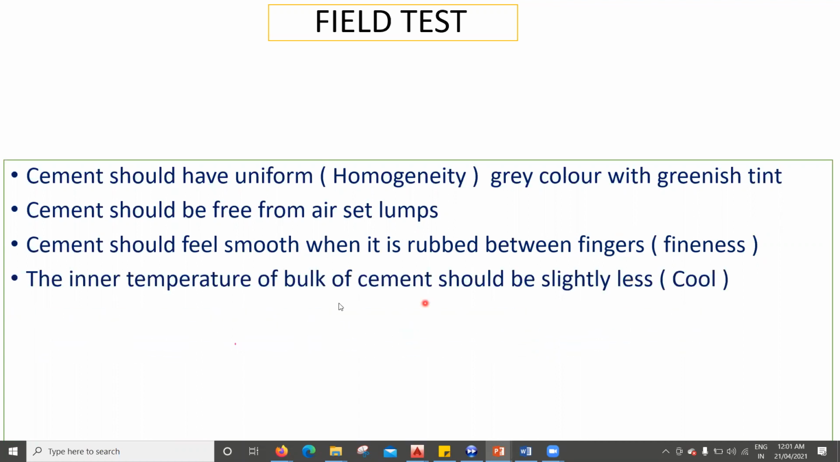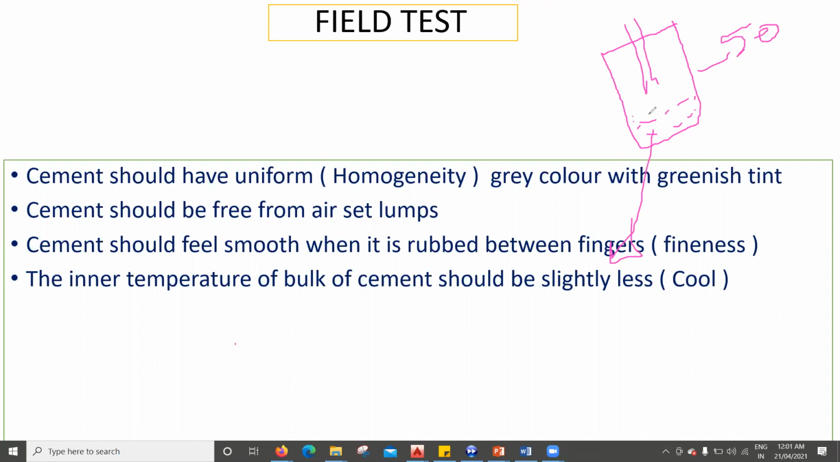The inner temperature of a bulk of cement should be slightly less. Let us say this is a bag full of cement, and we know that one bag of cement is usually 50 kg. Whenever you put a hand into this bag, whatever cement you have in the lower portion, you should feel cool there. If you feel cool, that means this cement is still in proper condition, and no hydration has happened.